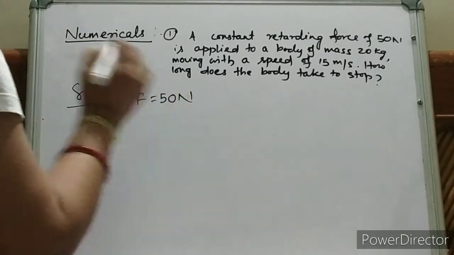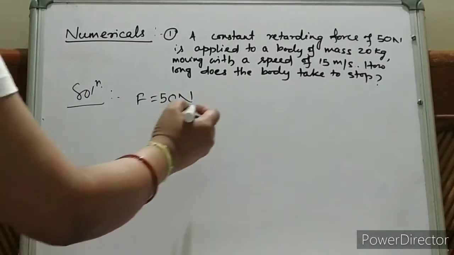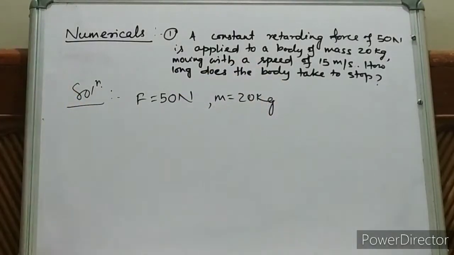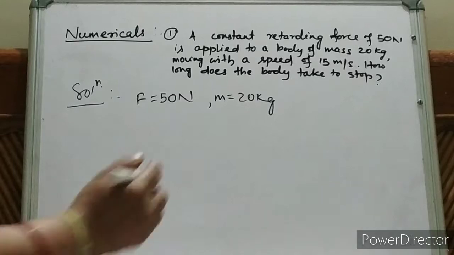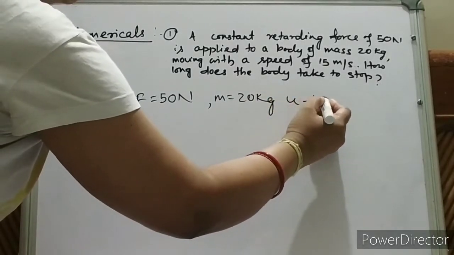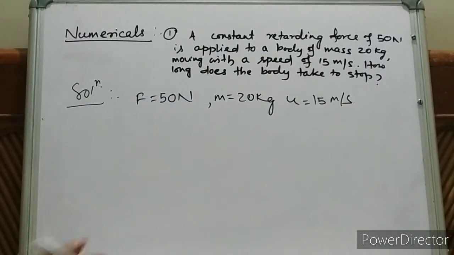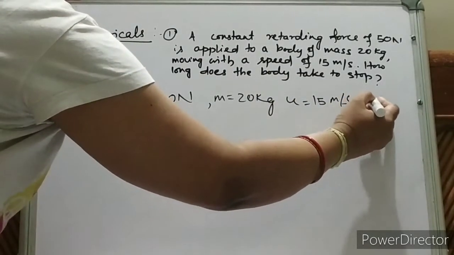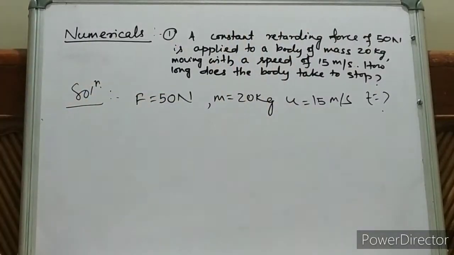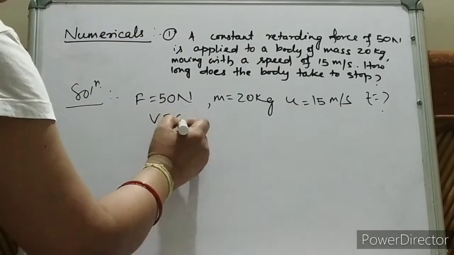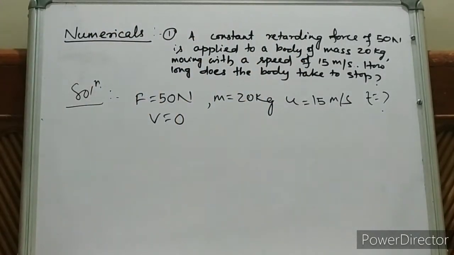First, always write down the data. Then mass is also given, 20 kg. Then speed is also given, that is 15 meter per second. What do we have to find out? We have to find out T is equal to what? How long does the body take to stop? That means V is also given. V is equal to 0. We have to find out the time taken.